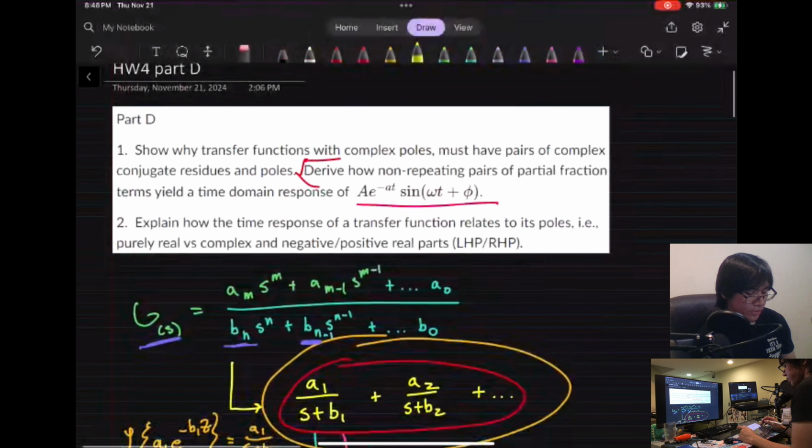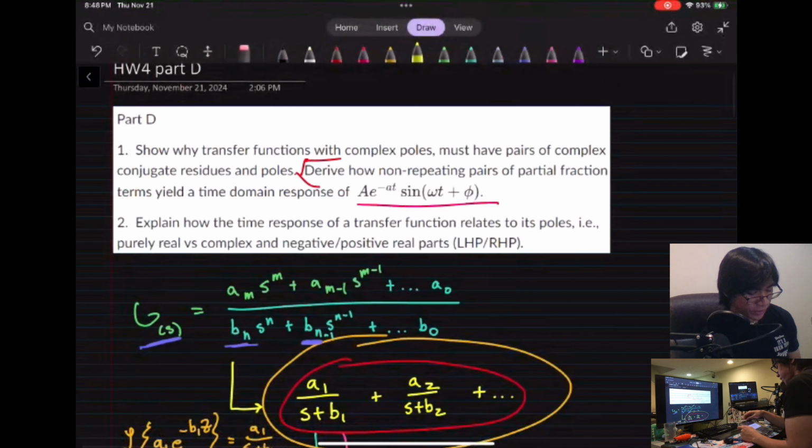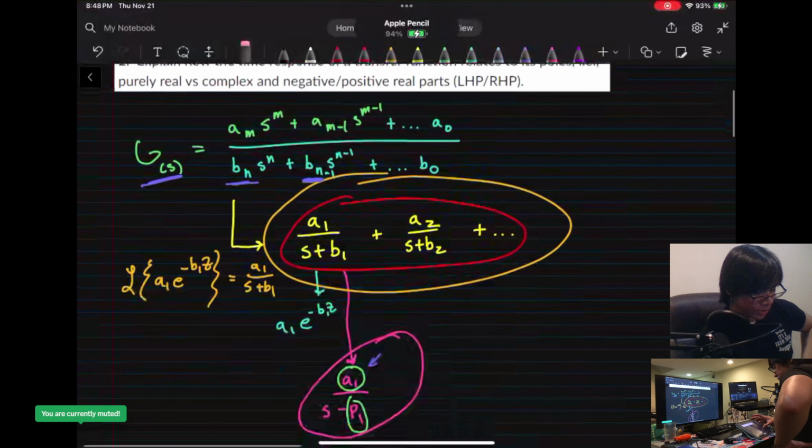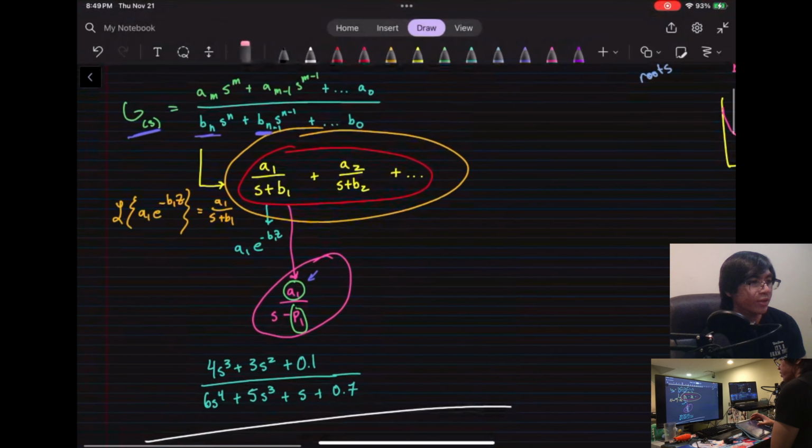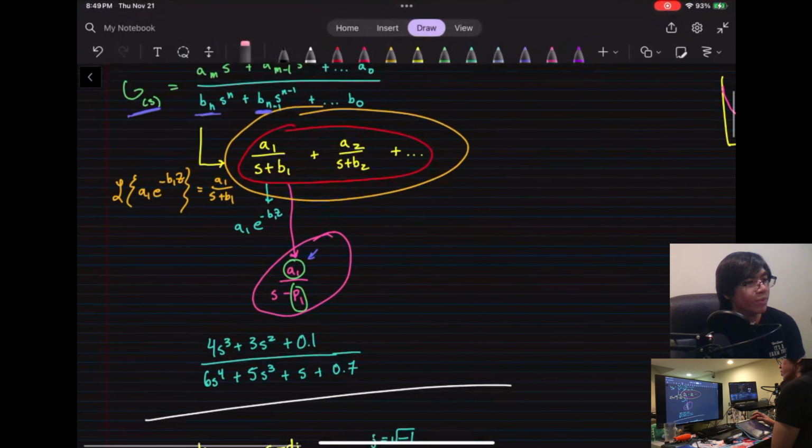Purely real versus complex and negative, positive, real parts. Yep, we did just that. And we even drew it on the complex plane. So just to wrap up, a quick summary. We took a look at our closed loop, or open loop, transfer function, and how we had a different notation. We went from s plus b1 to s minus p1. Those are the same. It's just a matter of signs.